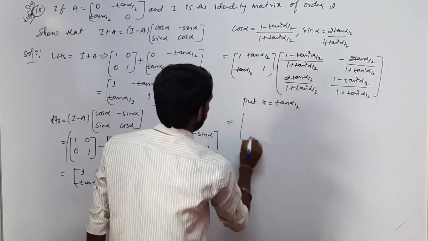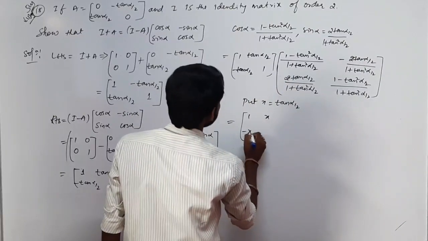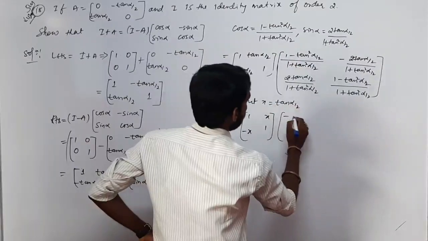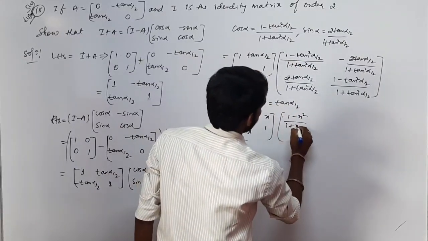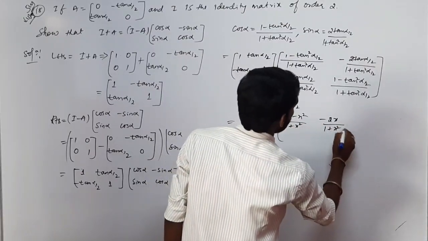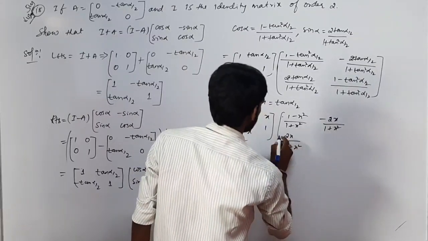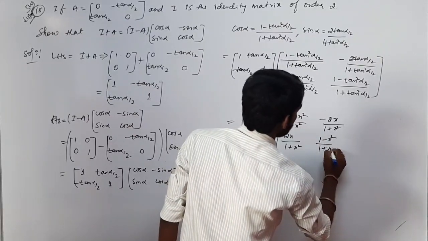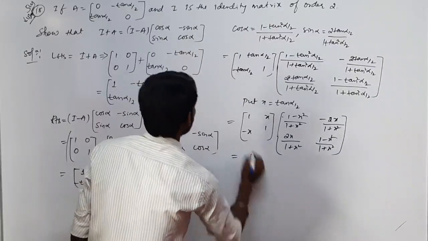So now this is equal to 1, tan alpha by 2 is x, minus x, 1 into, so (1 minus x square) divided by (1 plus x square), minus 2x divided by (1 plus x square), 2x divided by (1 plus x square), next (1 minus x square) divided by (1 plus x square). Now we can multiply.